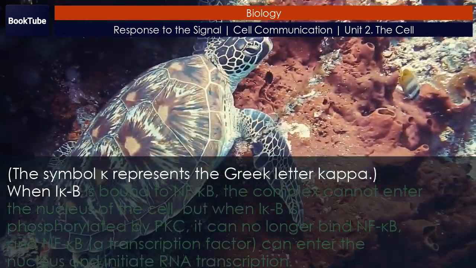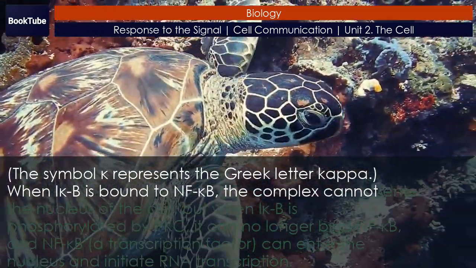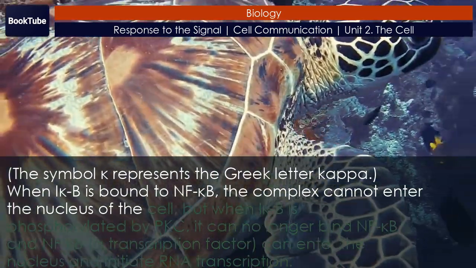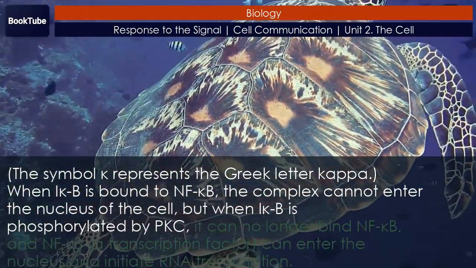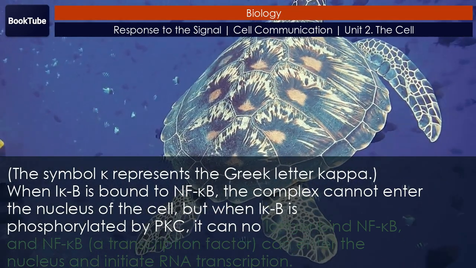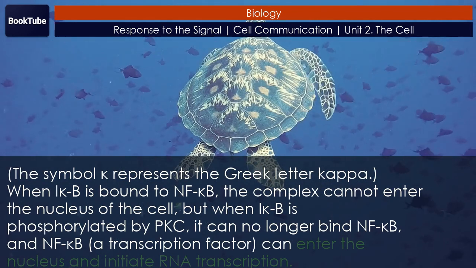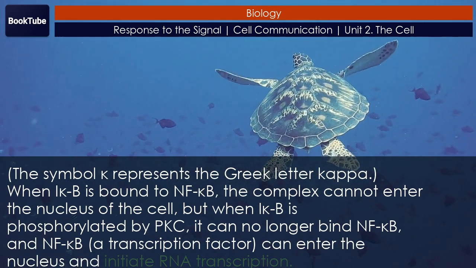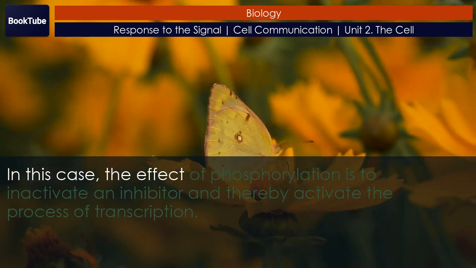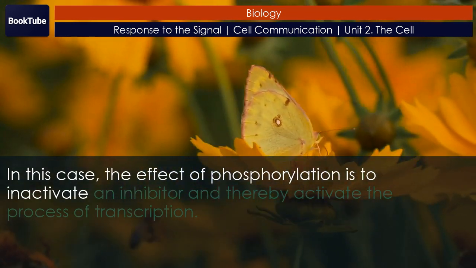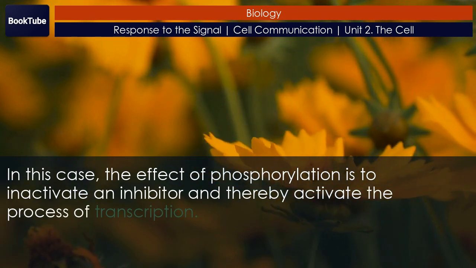When I-kappa B is bound to NF-kappa B, the complex cannot enter the nucleus of the cell. But when I-kappa B is phosphorylated by PKC, it can no longer bind NF-kappa B. And NF-kappa B, a transcription factor, can enter the nucleus and initiate RNA transcription. In this case, the effect of phosphorylation is to inactivate an inhibitor and thereby activate the process of transcription.